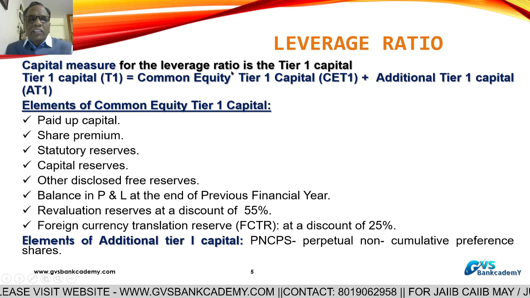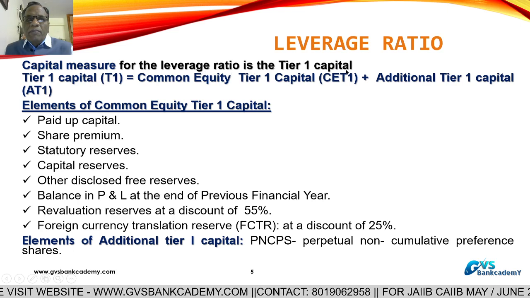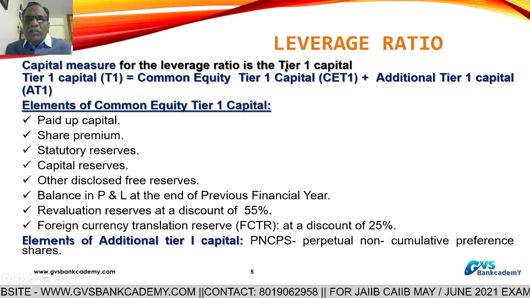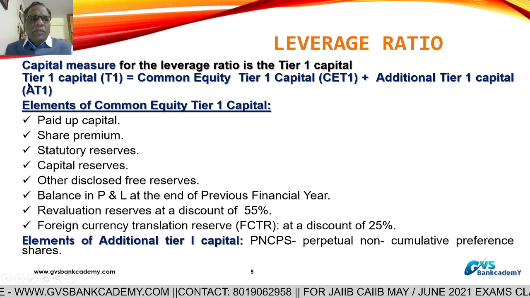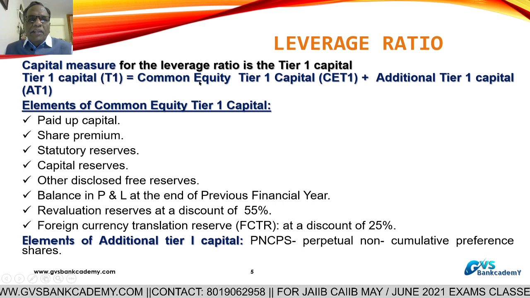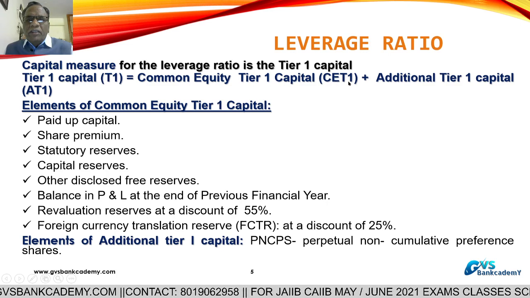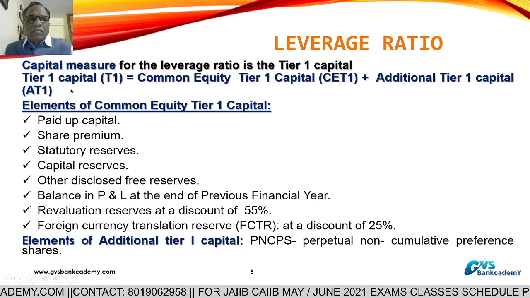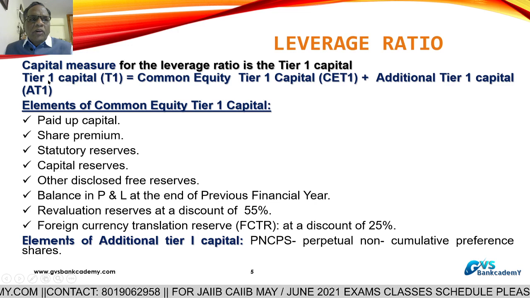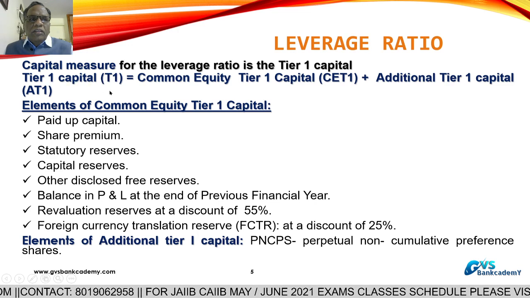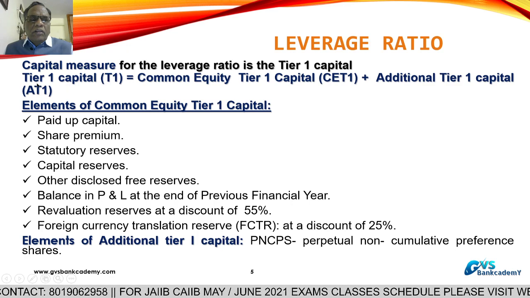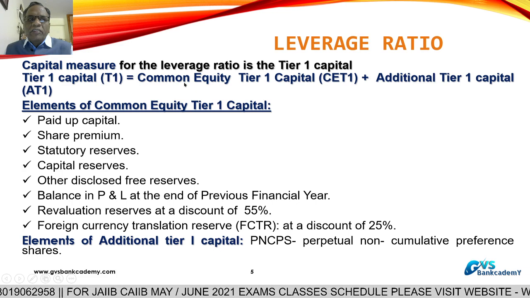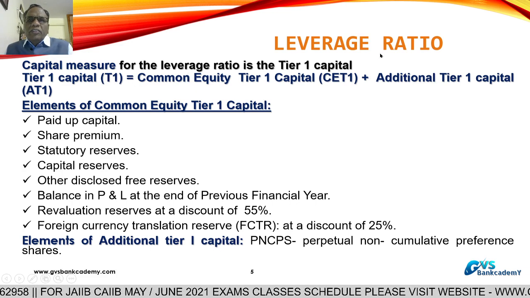Capital measure for the leverage ratio purpose is Tier 1 capital. For the calculation of the leverage ratio, we are taking only Tier 1 capital. What is meant by Tier 1 capital? Common equity Tier 1 capital, that is CET1, plus additional Tier 1 capital; both come under Tier 1 capital. So the capital measure is equal to total Tier 1 capital, that is common equity Tier 1 capital plus additional Tier 1 capital, and that total is the numerator for the leverage ratio.